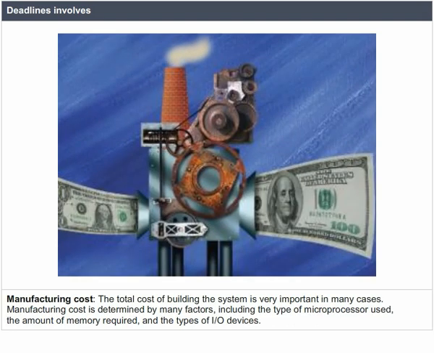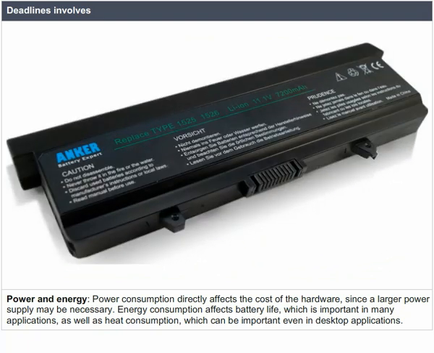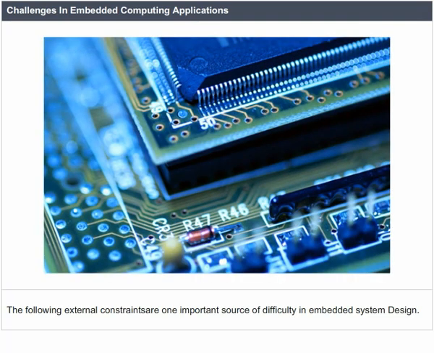Manufacturing cost. The total cost of building the system is very important in many cases. Manufacturing cost is determined by many factors, including the type of microprocessor used, the amount of memory required, and the types of input-output devices. Power and energy. Power consumption directly affects the cost of the hardware, since a larger power supply may be necessary. Energy consumption affects battery life, which is important in many applications, as well as heat consumption, which can be important even in desktop applications. Challenges in embedded computing applications.